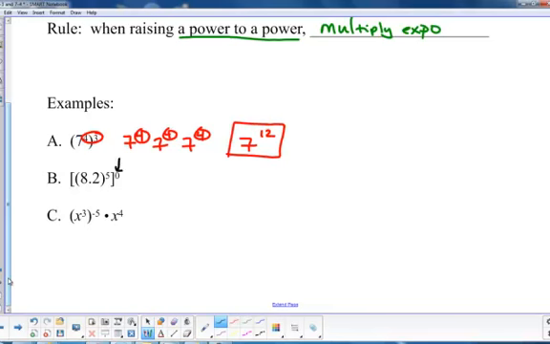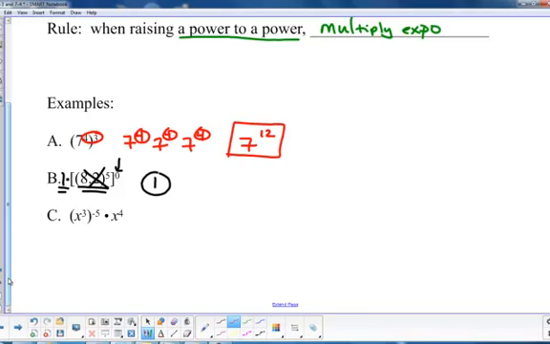All right, anything to the 0 power is 1, so it doesn't matter what's in here, it's 1. It means none of them exist. I could put a 1 out front, and the whole problem doesn't change. If none of these exist, I still have my 1.